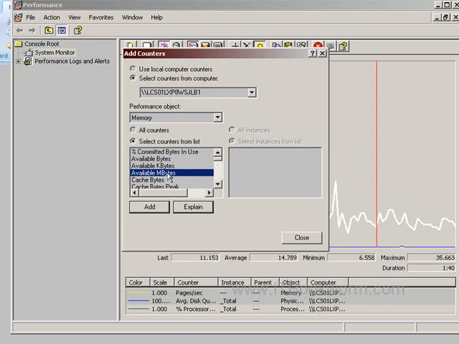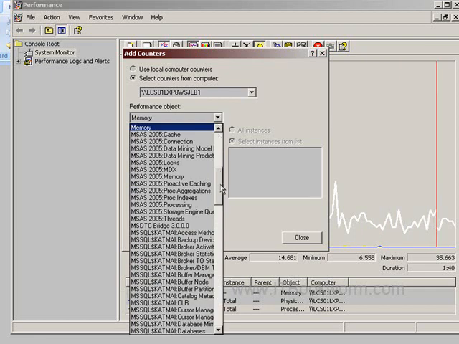So available megs and pages per second, really don't need too much more. You just want to see if you have enough memory on the box. What do I have left? I've got this many megs left. Okay, great. So memory is pretty easy. We'll go ahead and do CPU as well.